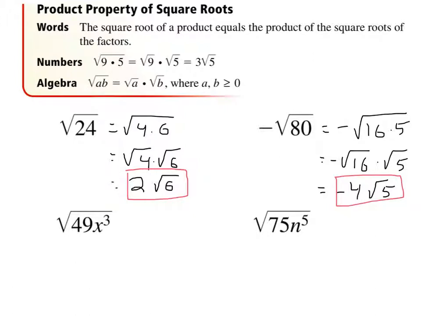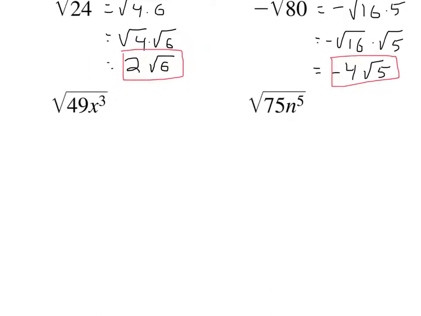Now when it comes to variables, in some ways the variables are actually easier or just as easy as dealing with the numbers. The bottom line is it's helpful to split it up and just worry about one piece at a time. So let's give ourselves a little bit of space here. We'll look at the square root of 49 x to the third, and we'll look at that in 2 parts: the square root of 49 times the square root of x to the third, or x cubed. Square root of 49, that works out nicely. That's just 7. And then I have the square root of x cubed.